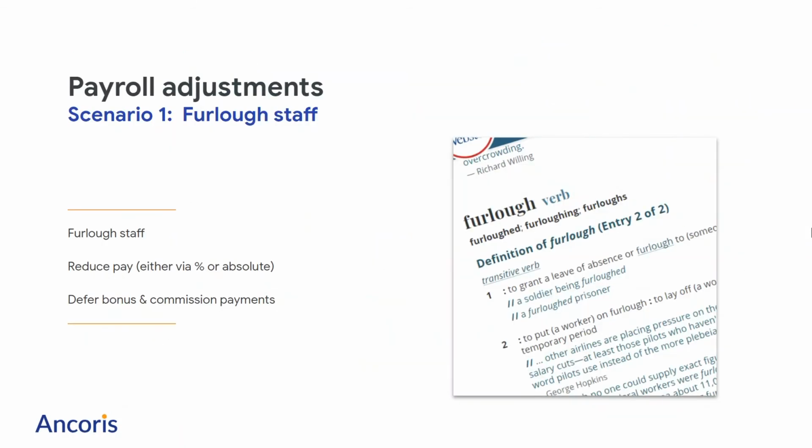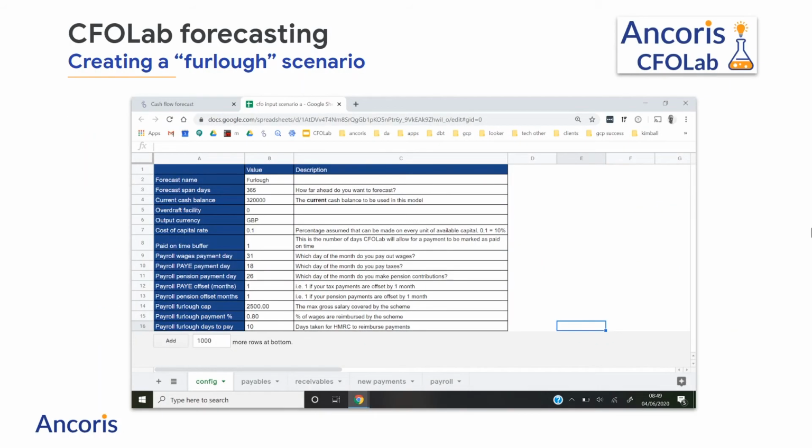So what levers can we pull as CFOs to try and relieve this? CFOLab supports a number of common payroll adjustment strategies shown here. One lever at our disposal is to furlough staff. So let's explore that. In CFOLab, we create a scenario to model furloughing staff in the 2 months prior to our October cash flow squeeze. CFOLab makes capturing these scenarios really easy using these pre-populated Google Sheets.